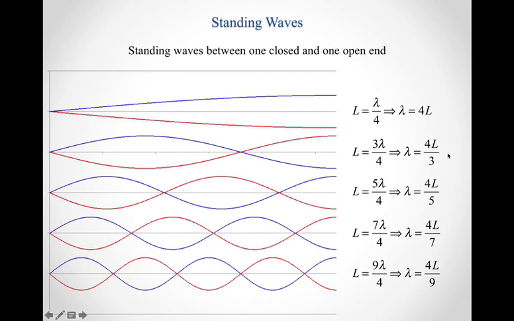And this pattern's pretty easy to see because it's basically 4L over the number of your harmonic. And so that's the expression we can use to calculate the wavelength of the nth harmonic for an open-closed standing wave. Instead of being 2L over n and all numbers are available to us, it's now 4L over n and we can only use n's that are odd numbers.